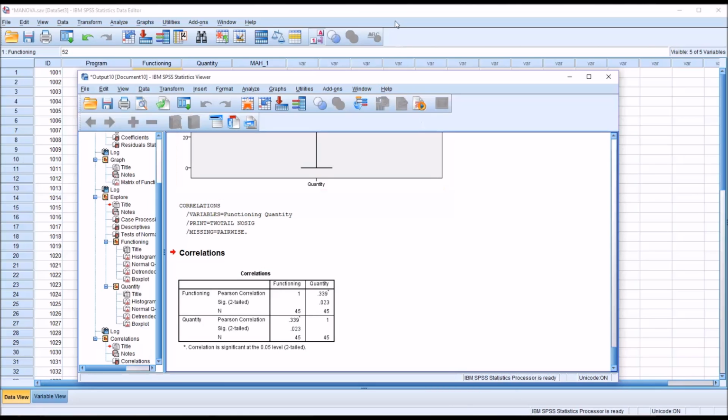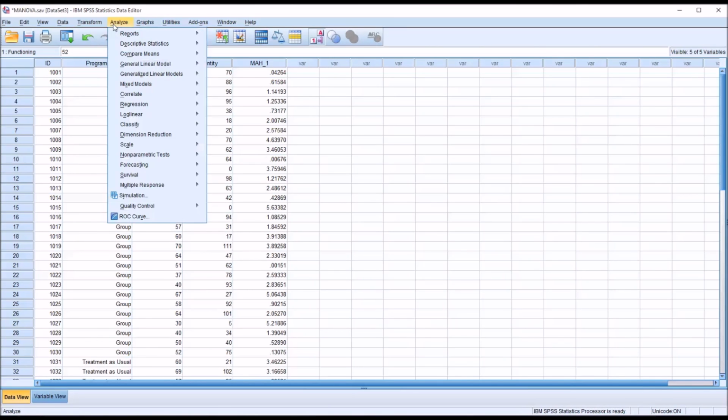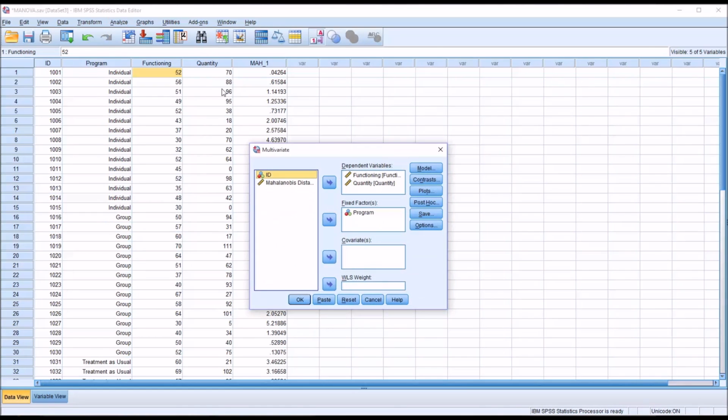So with our assumptions tested, let's move to the MANOVA, and that'll be Analyze, General Linear Model, and Multivariate. I'm going to reset this. So here, the dependent variables, remember, the MANOVA handles multiple dependent variables. That'll be functioning and quantity, and the fixed factor, the independent variable, will be the program. Note that there's also the ability to add a covariate. If you were to include a covariate, that would make this analysis a MANCOVA instead of a MANOVA.